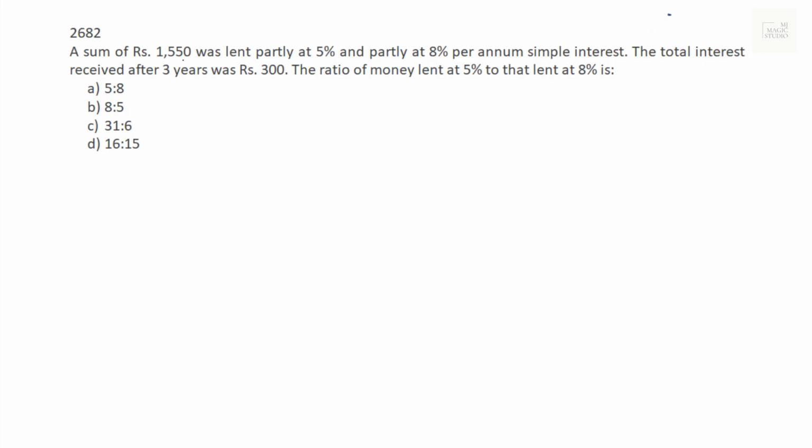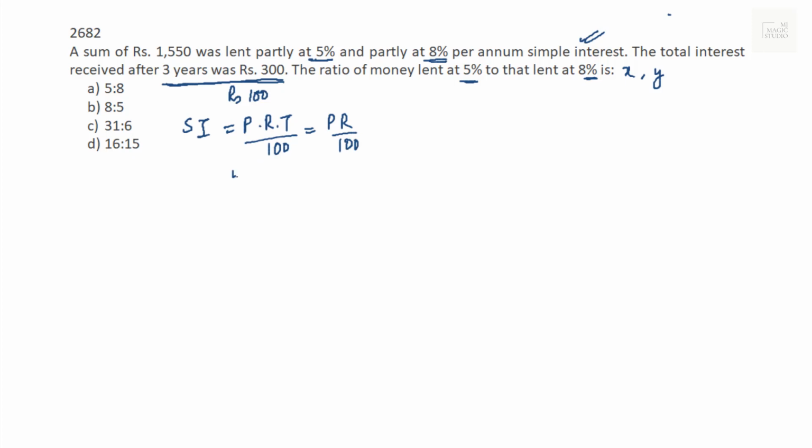A sum of rupees 1550 was lent partly at 5% and partly at 8% per annum simple interest. The total interest received after 3 years is 300. That means in 1 year interest received would be rupees 100, 300 by 3. The ratio of money lent at 5% and 8% is, let x and y rupees be invested, then we can have an equation. We know simple interest is given by PRT by 100, and since we are using only 1 year in consideration, it would be PR by 100.